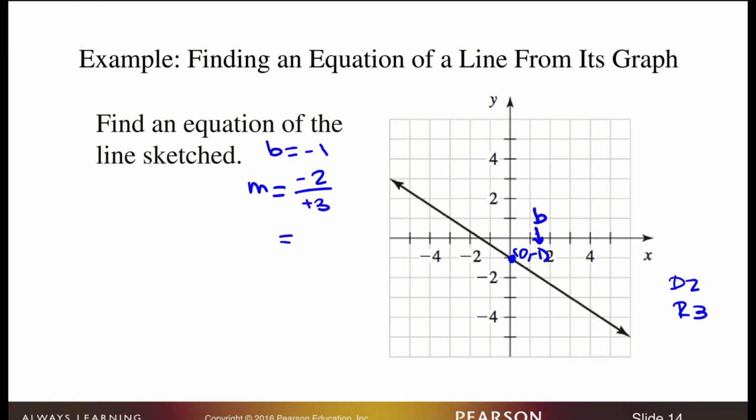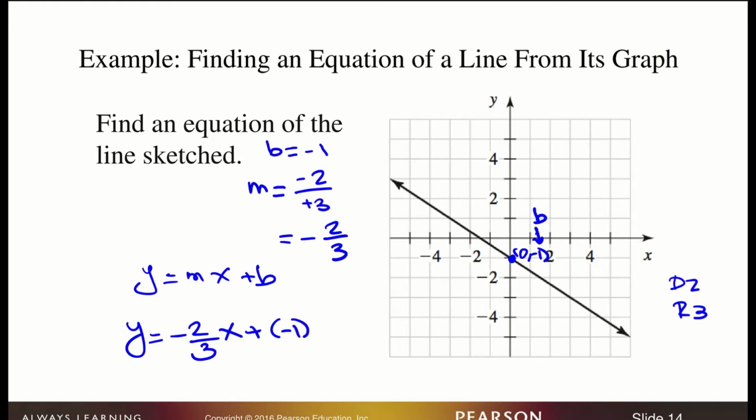Remember, down 2 indicates a -2, and right 3 indicates a +3, right? Of course, we always want to write the slope in a simple fashion once we want to put it into an equation. So we'll just write it as -2/3. So now we know that y equals mx plus b. We're going to substitute -2/3 for m, and we'll put plus -1.